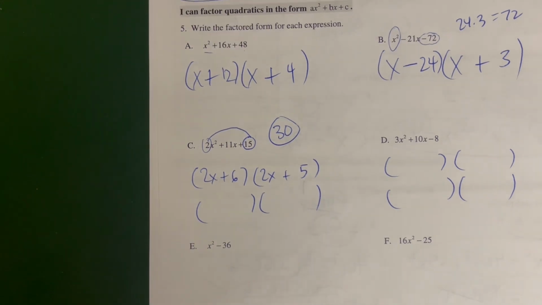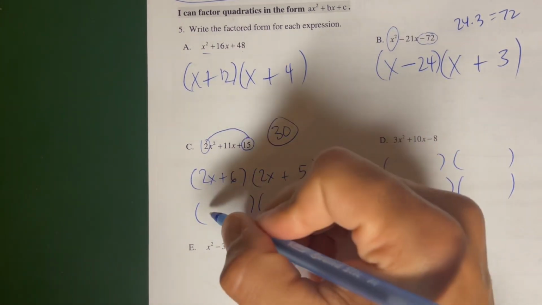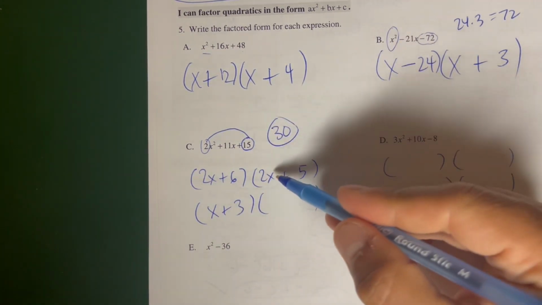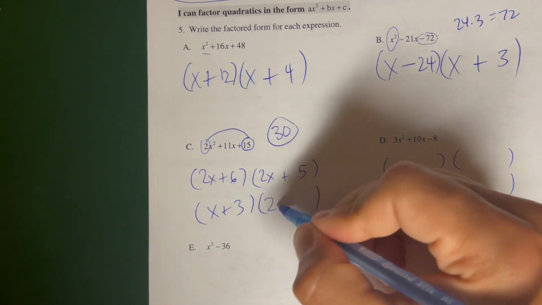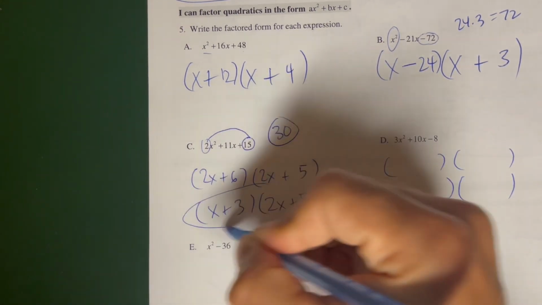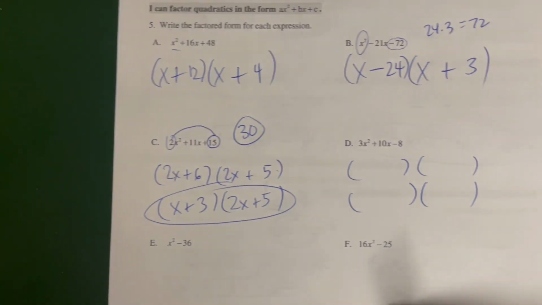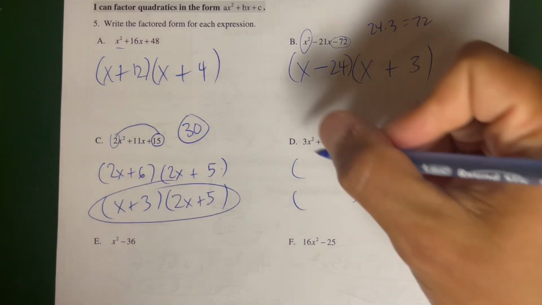And then for the second step, I reduce. 2 goes into both of these, so that's going to be x plus 3. What goes into both of these? Nothing really does besides 1, so we just leave that one the same, and that one's factored, and we're all set. Do the same thing for problem D.